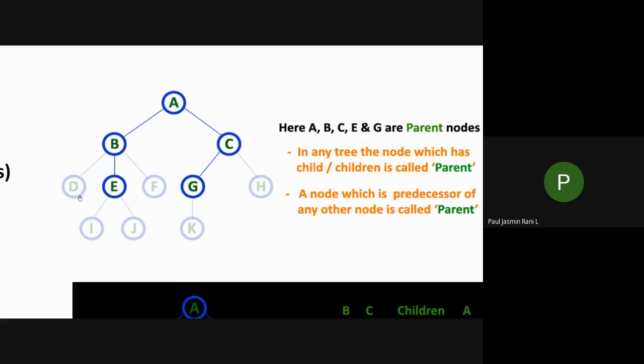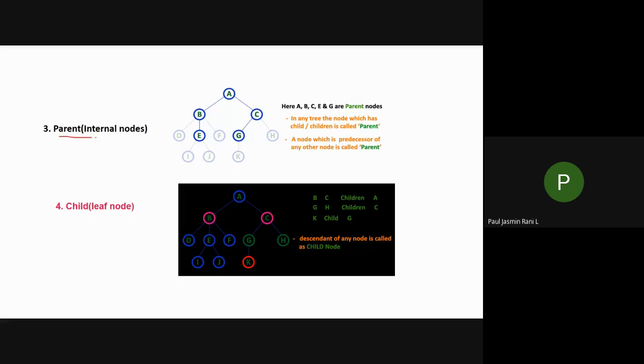And the other nodes, that is D, I, J, F, K, H. See here you don't have any branches, that is, you don't have any child over there. I call that one a child node, or I can also call it a leaf node. Suppose you don't have any branches, then I call that node a leaf node, or a child node. Suppose you have at least one branch or one child, then I call that node a parent node or internal node. So that is the difference between your child node and your parent node.